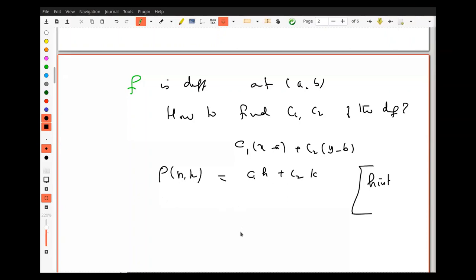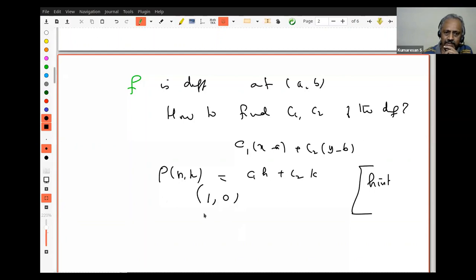Sir, (0, 1), (1, 0). Exactly. Take (1, 0) and (0, 1). Okay. h equal to 1, k equal to 0. Then I found out C1. And now he tells me the value of P at (0, 1). Then I found C2. Do you understand this?